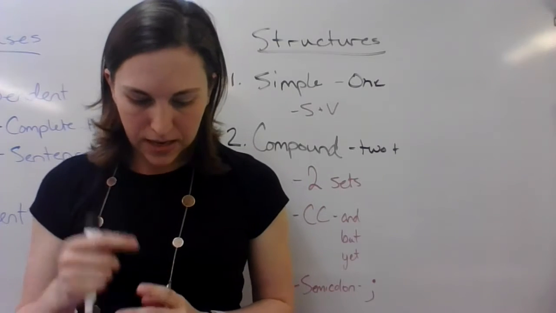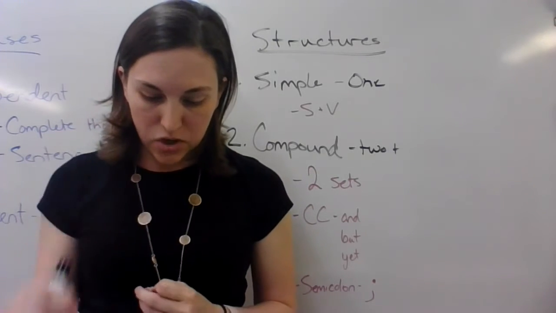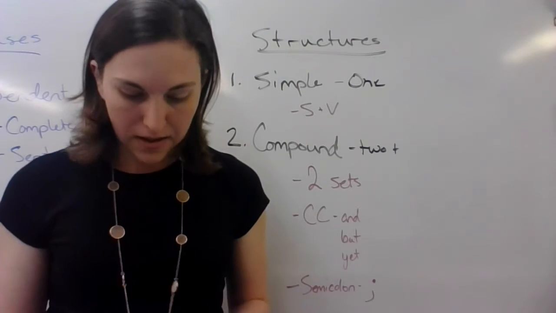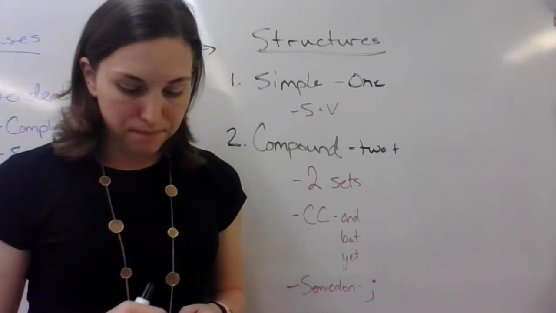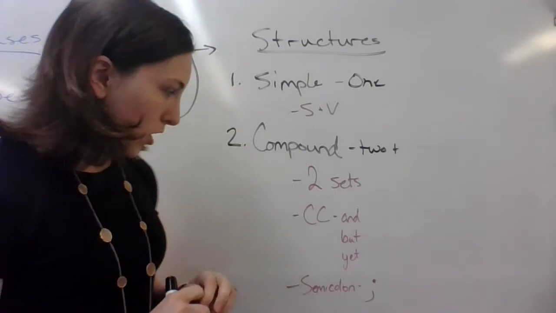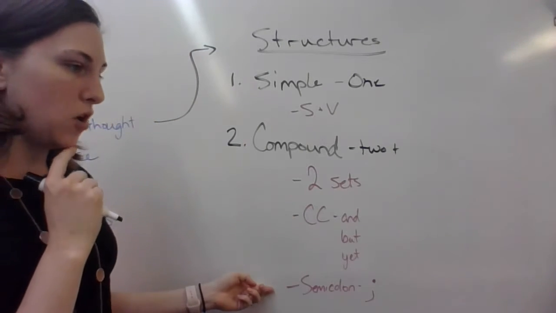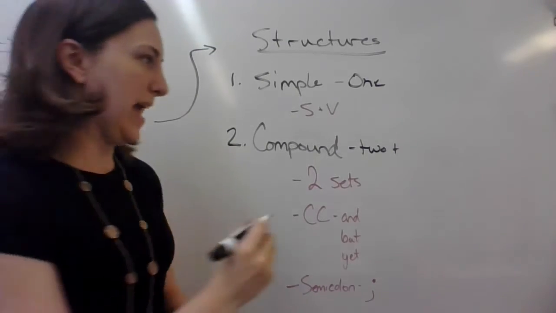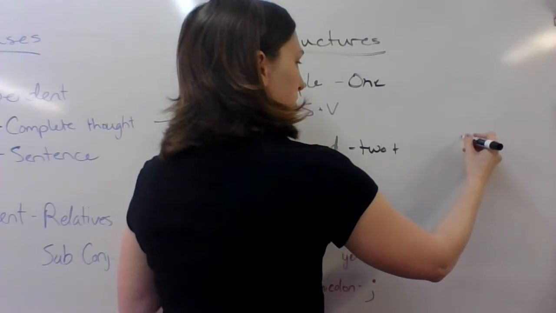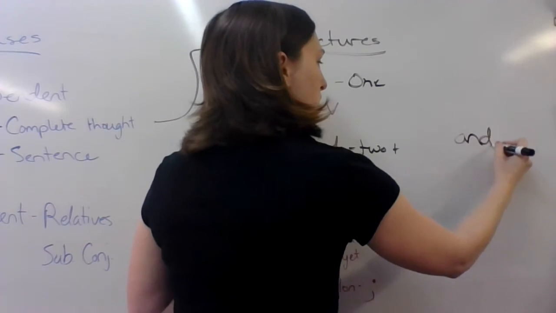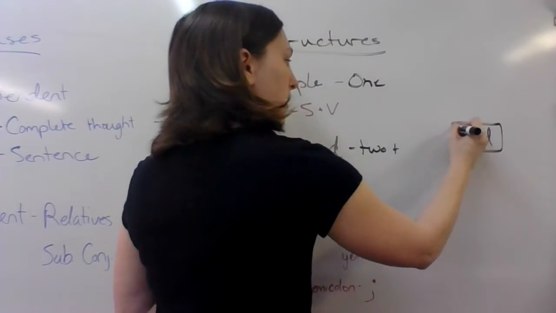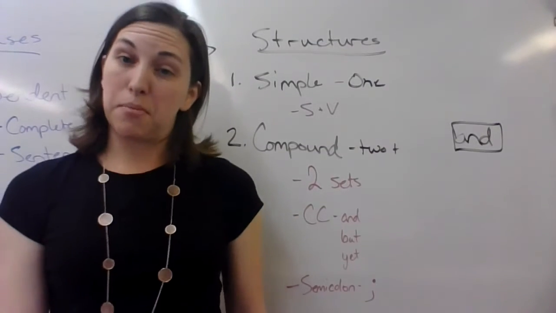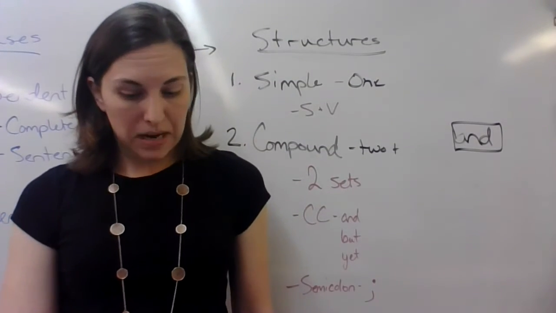Exercise C. Number 1 says, pumpkins, cucumbers, and squash are all members of the gourd family. Okay, we've got pumpkins, cucumbers, squash are all members of the gourd family. Look for your coordinating conjunction or semicolon. Okay, we've got the word and. We have a comma next to it, okay? But let's double check and make sure we have subject and verb on each side.